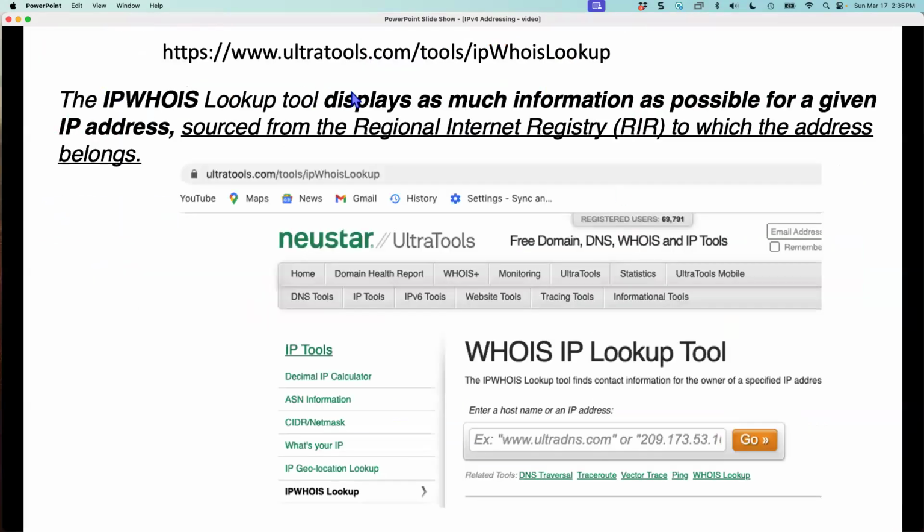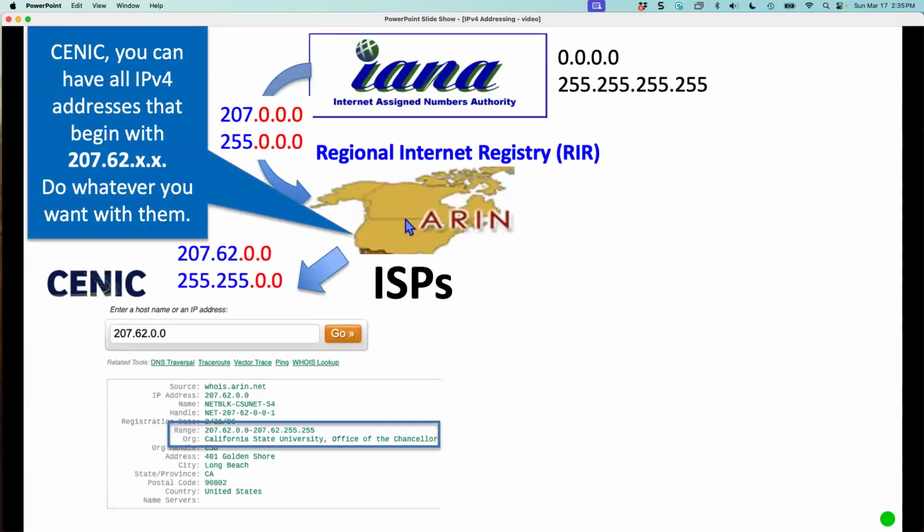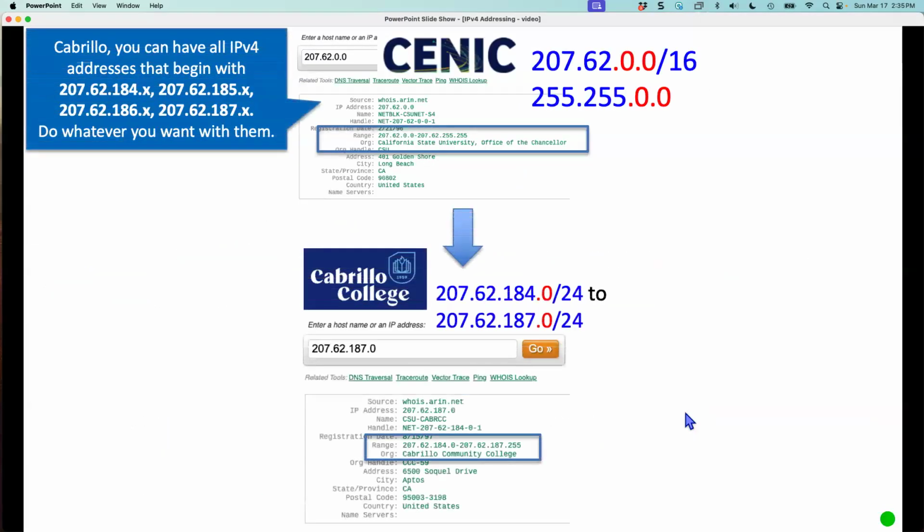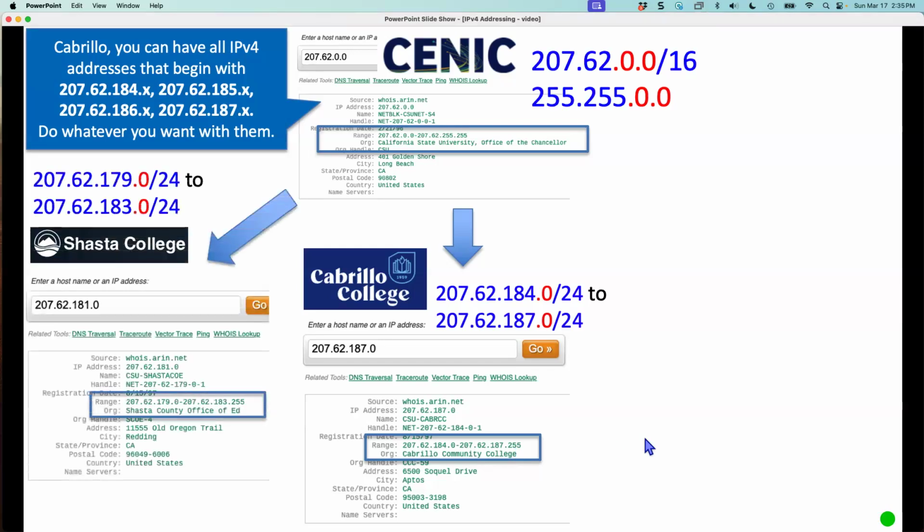There are different tools you can use, some different whois tools, to see what address belongs to whom. I said that CENIC got the 207.62 addresses. We can see that right here. Here's one of the tools I use that says it went to what was known at the time as CSUNet, but it's known as CENIC today. There's Verizon. Cabrillo College, we got the 184 to 187. Again, we can look this up. If I typed 207.62.187.0 into this tool, it would tell me that Cabrillo College has this address.